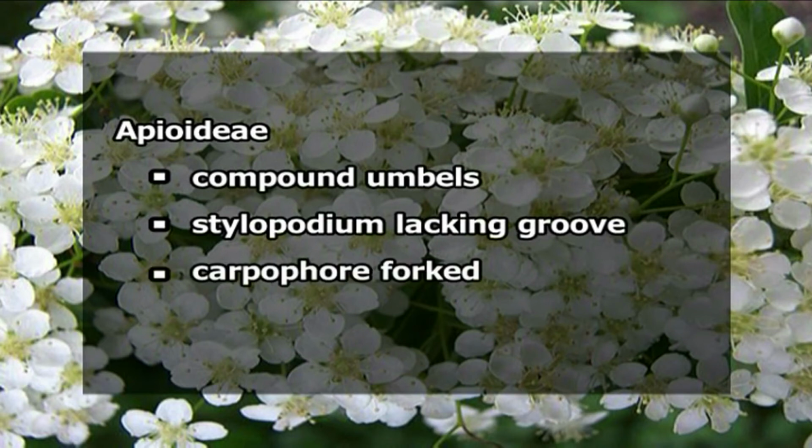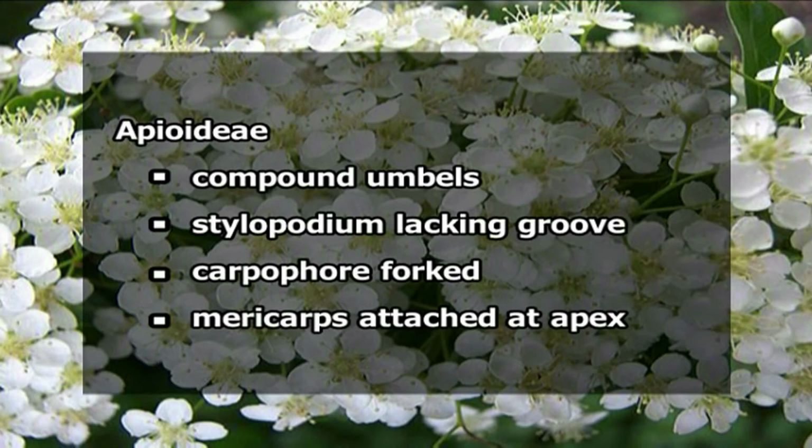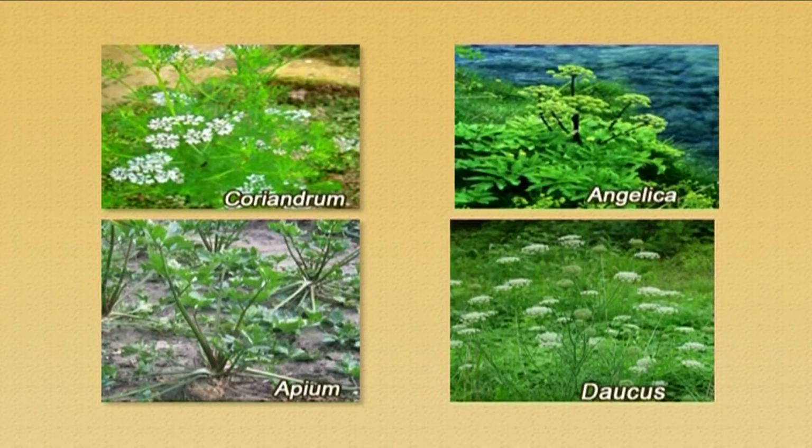Carpophores are here forked, and the mericarps are attached at its apex. The subfamily Apioideae is represented by common genera like Coriandrum, Angelica, Apium, and Daucus. The Saniculoideae and Apioideae, the two subfamilies that I have mentioned, together can also form a clade.